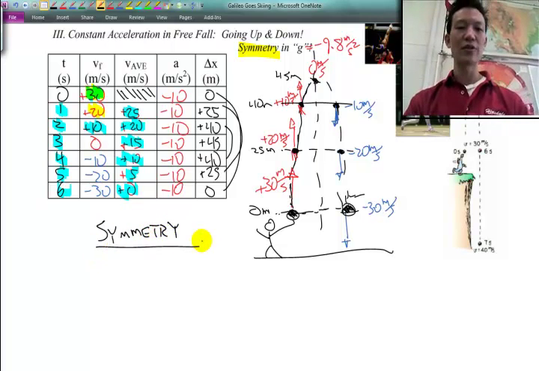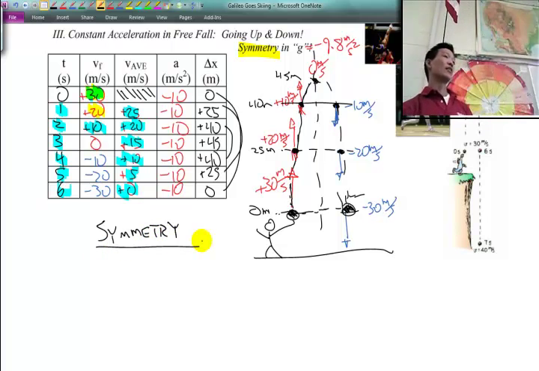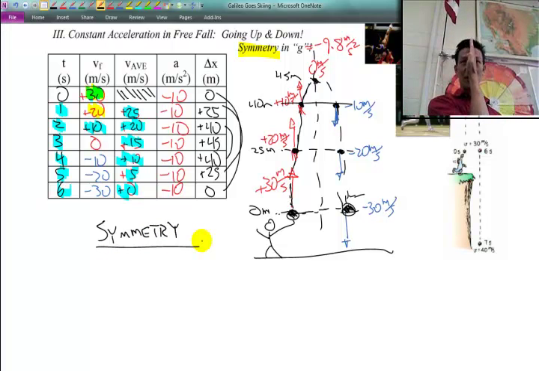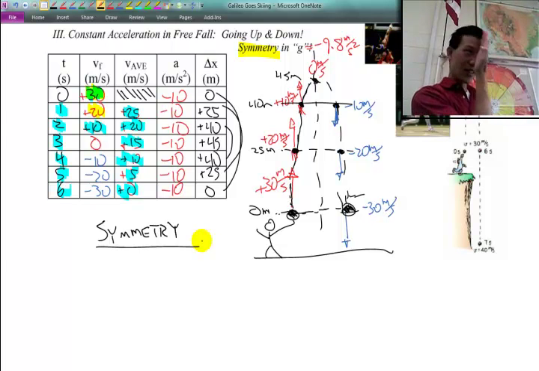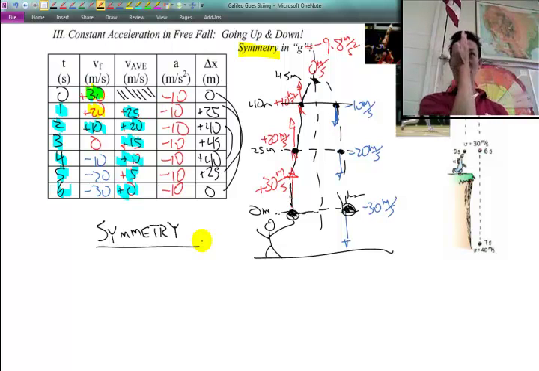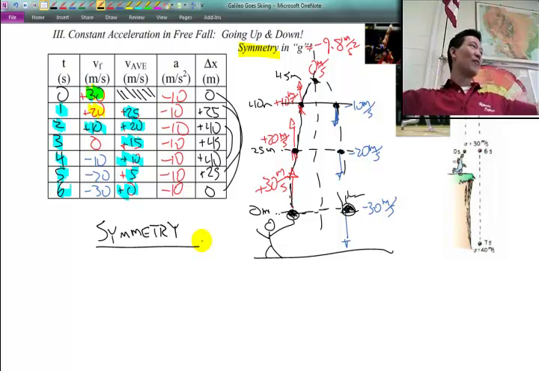Big fancy word: symmetry. The human body is symmetrical. If you take a mirror and put it up to your face, you ever try this before? Then you hold it sideways up to your face and look at yourself. The left side of your body should match the right side of your body. In terms of symmetry, you should have balance.